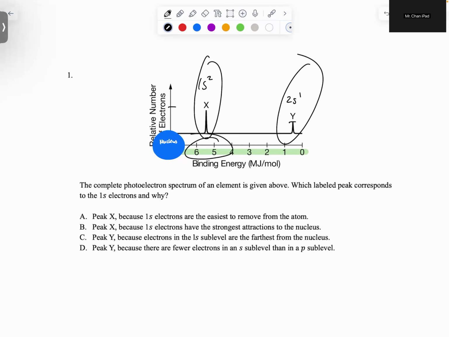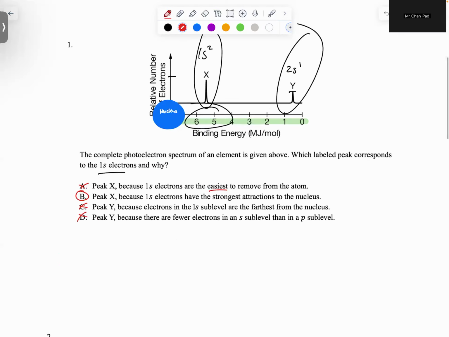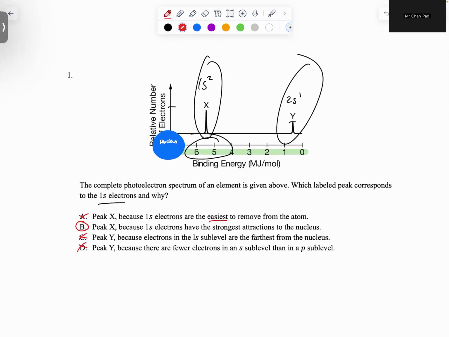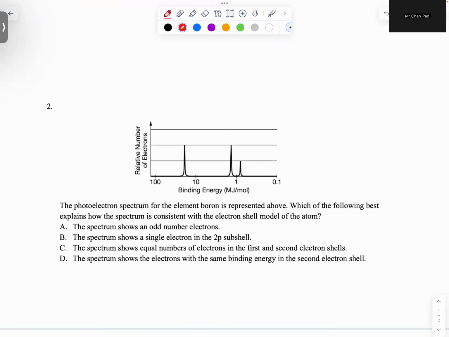Okay, so which one is the 1s electron? It is going to be X, because we understand how to read this picture. And why is it X? There are 2 possible explanations. It would not be A because it's not the easiest to remove from the atom. It's the hardest. So now you know why B is the answer. Make sure you know this is the strategy, and this will be the strategy as you go toward your AP exam. Okay, number two.